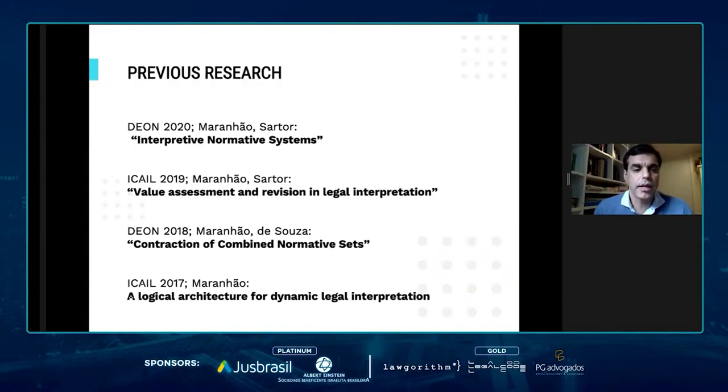Then in 2018, a paper with Edelcio Souza about the construction of constitutive and regulative rules. Then Maranhão and Sartor at ICAIL 2019 assessed how the balance of values may affect and change legal rules. And in DEON 2020, a paper with Sartor called Interpretive Normative Systems, we assessed different legal theories regarding the relation between law and morality.